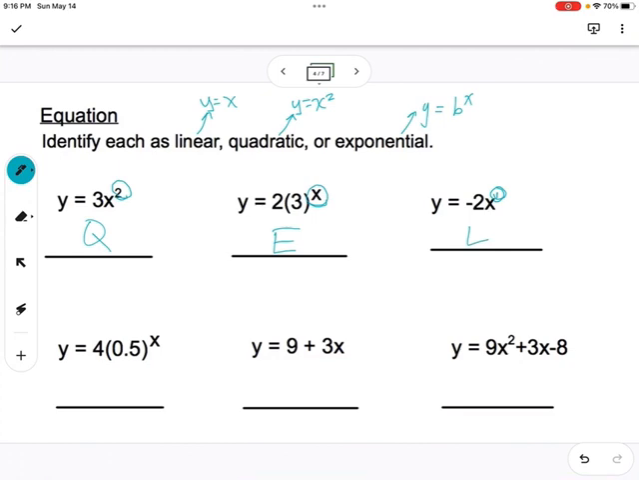Y equals 4 times 0.5 to the exponent x. That exponent x indicates we have an exponential. Y equals 9 plus 3x. Looking at the x, there is that invisible 1 again, making this one linear. And y equals 9x squared plus 3x minus 8. With this one, we have both an x squared and an x. We look at the highest exponent that we have in the equation. The highest exponent here is 2, making this quadratic.